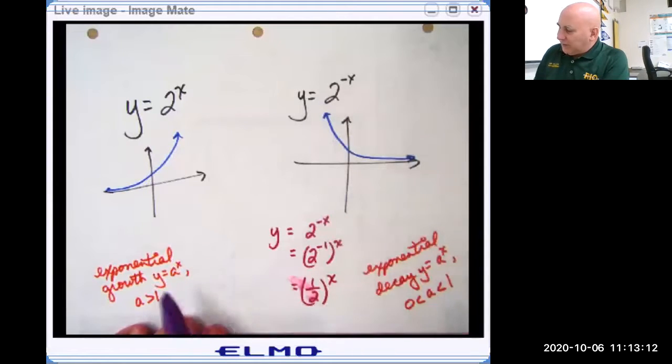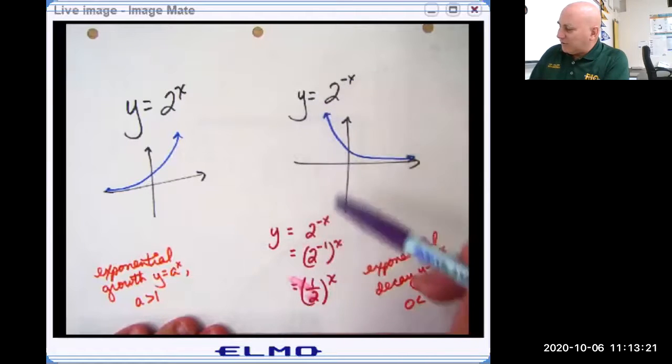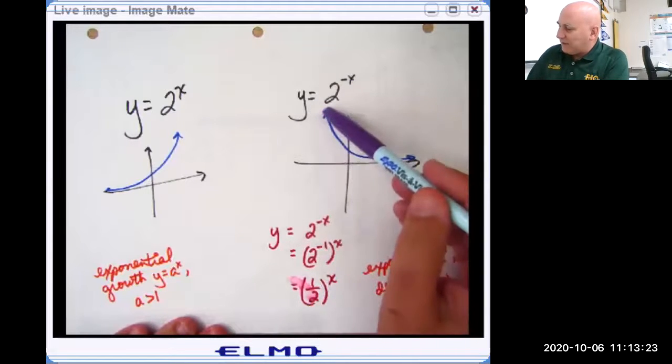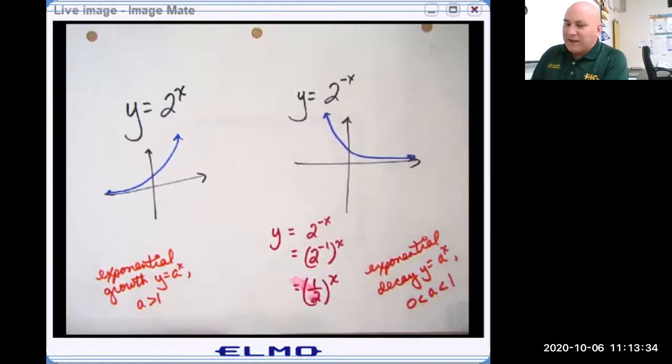So in this case, you could think of our base as between 0 and 1 because it's 1/2. So as x gets bigger and bigger, with 1/2 to the x, you keep multiplying by 1/2, 1/2, 1/2, and the value gets smaller, smaller, smaller. When your base is between 0 and 1, we call that exponential decay.